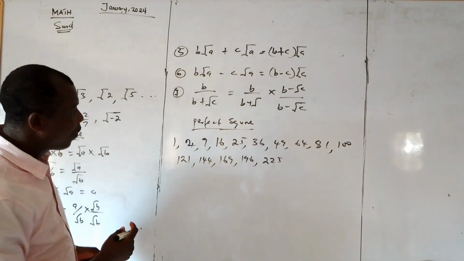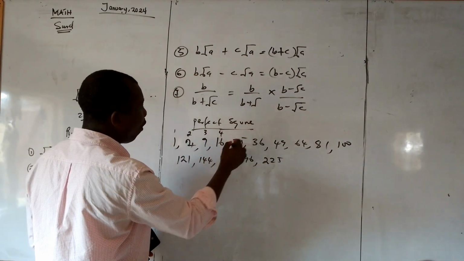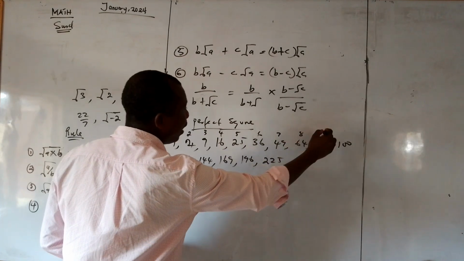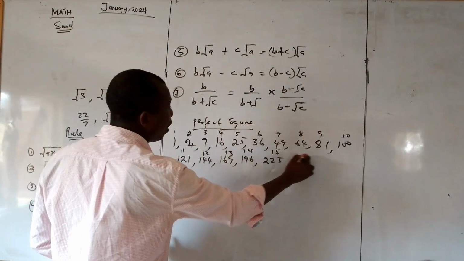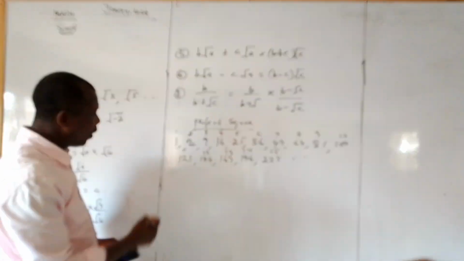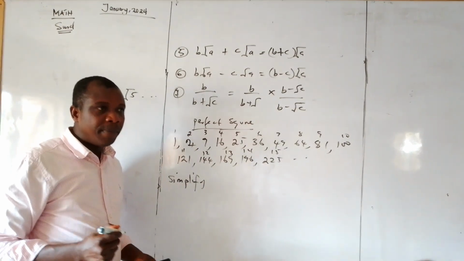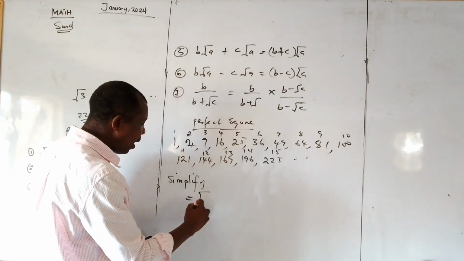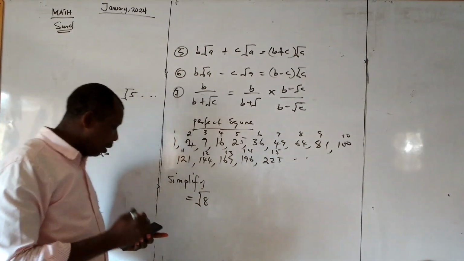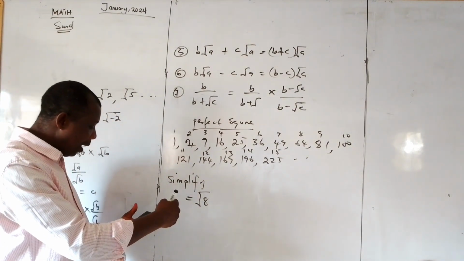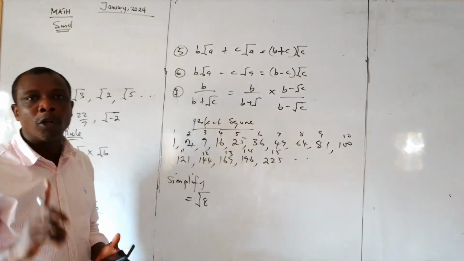So looking at it very well, the square root of this is 1, square root of this is 2, square root of this is 3, this is 4, 5, 6, 7, 8, 9, 10, 11, 12, 13, 14, 15, and so on. So if we are given a question like this, somebody says simplify. Simplify means take it to the lowest term. Simplify, maybe let me say root 8. How do we solve this? You will look for two numbers that when we multiply, it will give us this number, and one must be a perfect square.